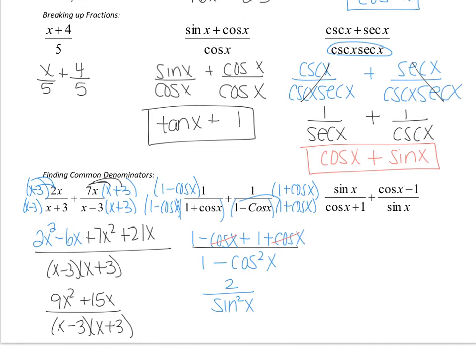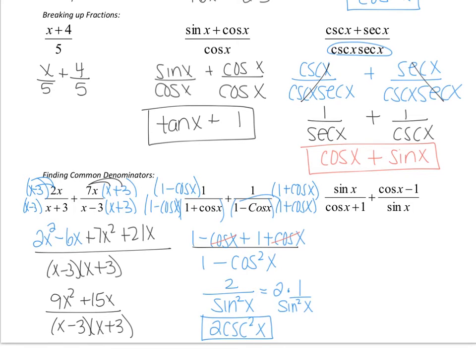Now, 1 over sine squared is actually cosecant squared, so this is actually 2 times cosecant squared x. It's a little weird to see, but this can actually be broken up as 2 times 1 over sine squared. That's where it comes from. So it's 2 times cosecant squared. Okay, let's see if we could try the last one.